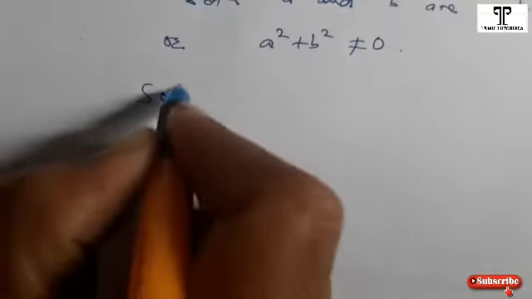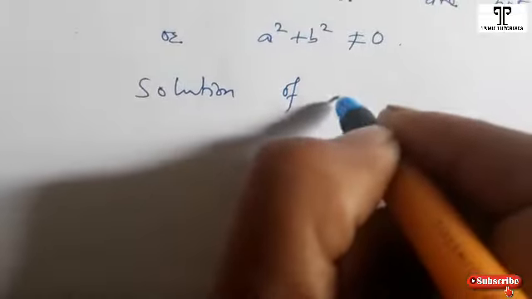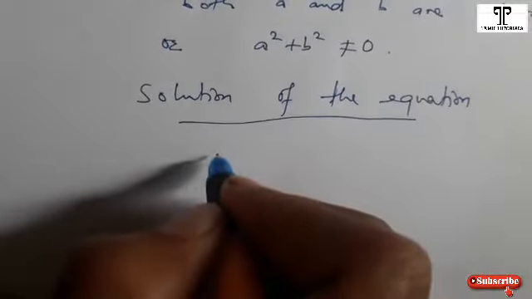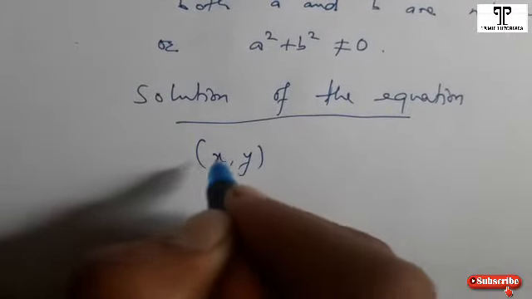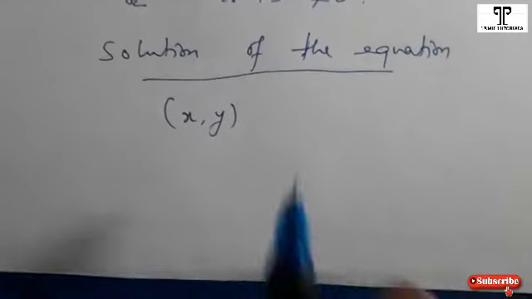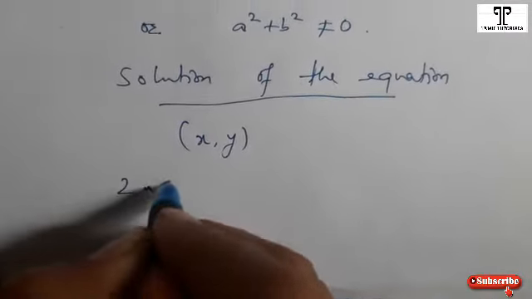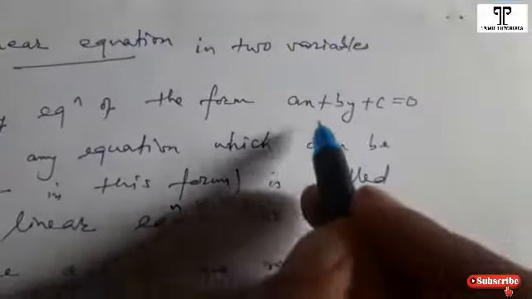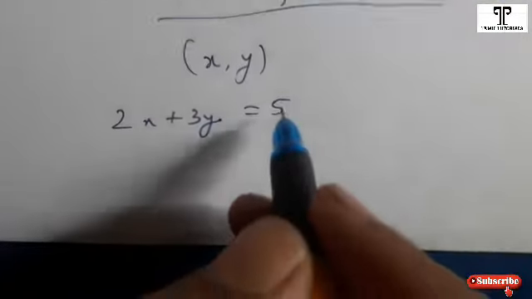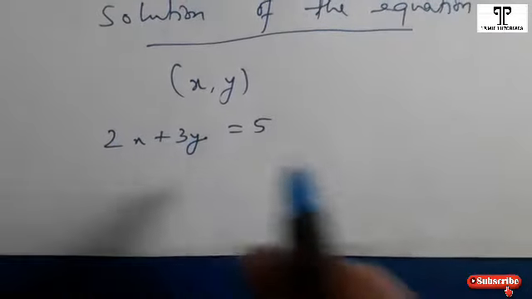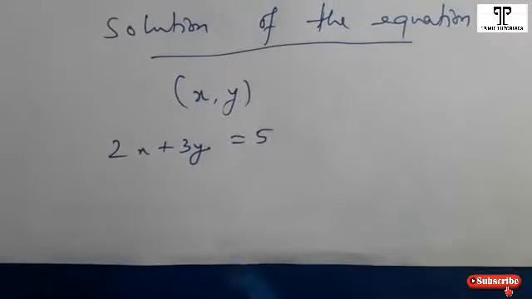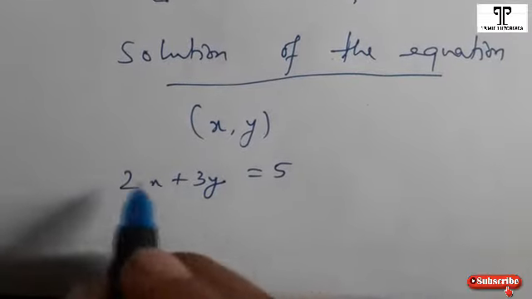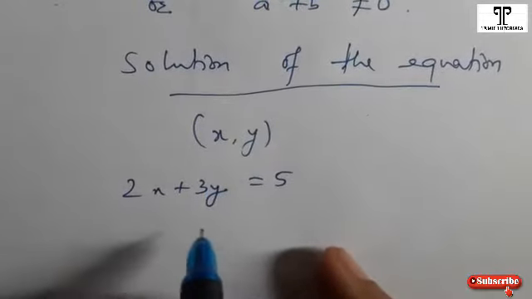And the solution of the equation, okay. So solution of the equation always exists in pair, okay, always in pair. So value of x and value of y must be there. Like I'll take an example, 2x plus 3y is equals to 5. So this is not directly in the form ax plus by plus c, but it can be put in that form, okay. So if we take this to the other side, then it will be in the form ax plus by plus c equals to 0, okay.